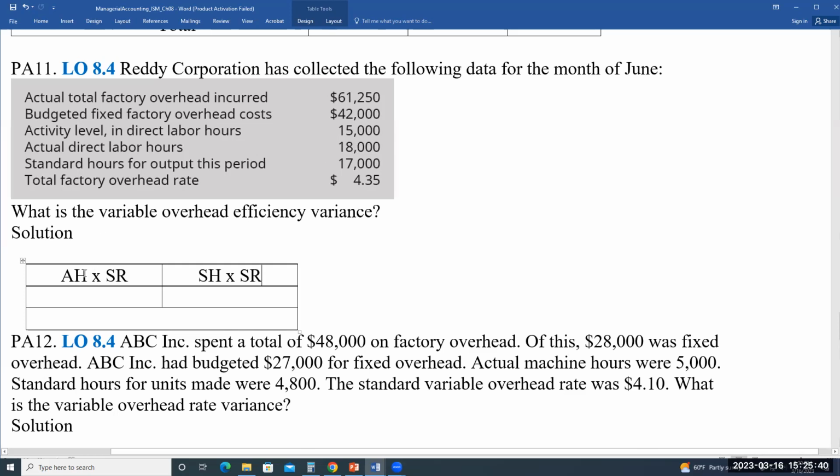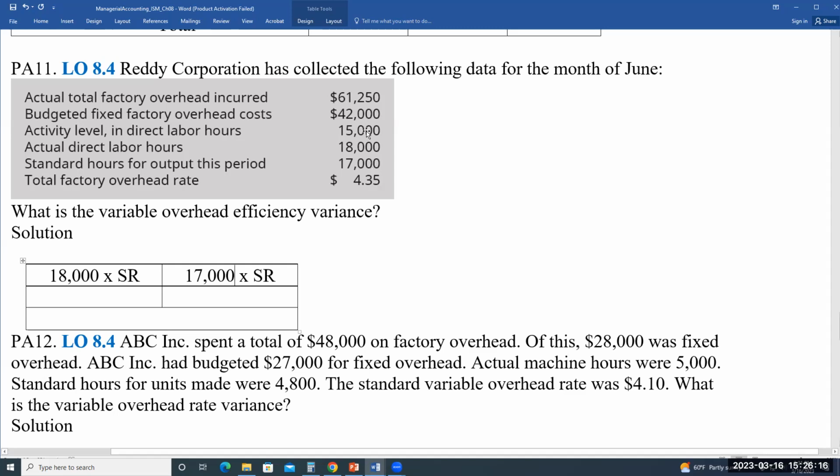Actual hours is 18,000. Standard hours is 17,000. The hard part on this one is figuring out the standard rate. The reason is they gave us a total factory overhead rate, but that includes both fixed and variable overhead costs. So what we have to do on this one is figure out how much of that is fixed, subtract it, and then we'll know our variable overhead rate.